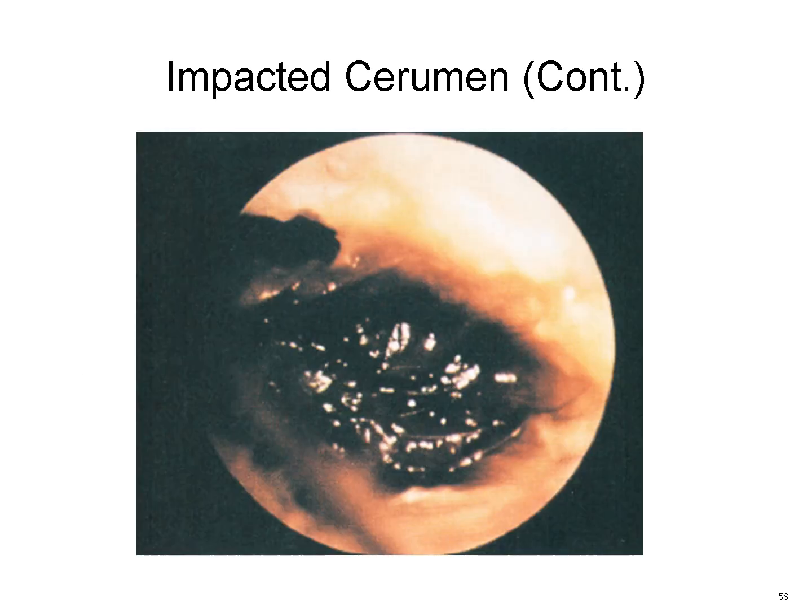In this image, impacted cerumen is shown blocking the ear canal. Before removal, the wax may need to be softened with oil-based drops. Once softened, gentle irrigation with warm water can flush it out. Proper patient education includes avoiding cotton swabs and following instructions for ear hygiene.